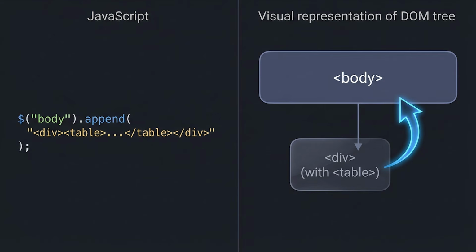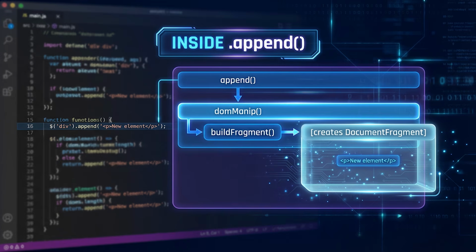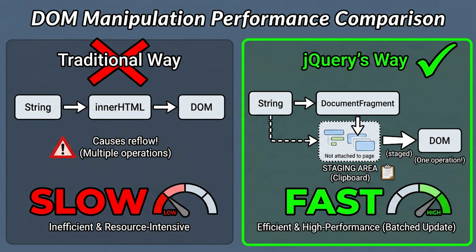When you write something like $body.append a table, what actually happens? First, jQuery doesn't just dump that string into innerHTML. It goes through a function called buildFragment that converts your HTML string into a document fragment, a lightweight container for DOM nodes that isn't actually attached to the page yet.